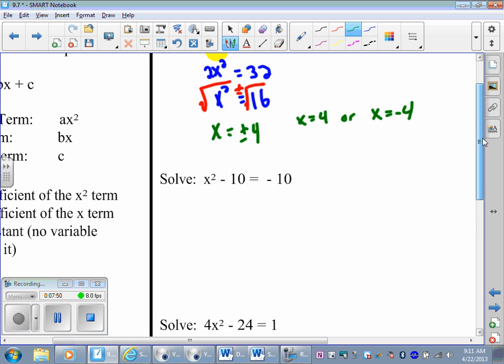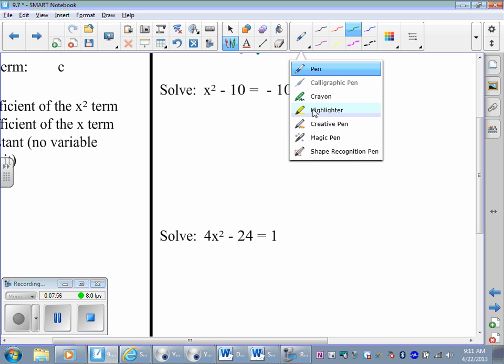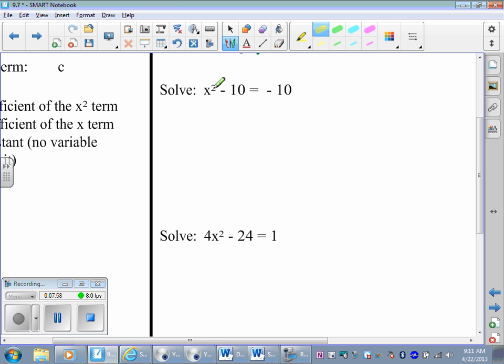Now, let's look at this next one. Again, same steps apply. We need to get the thing that's being squared alone. So how do I get x squared alone? Well, the only thing I have to move in this case is the negative 10, which needs to move to the other side. So if I do that by adding 10 to both sides, what is negative 10 plus 10? Well, it's 0. So now I've accomplished step 1.